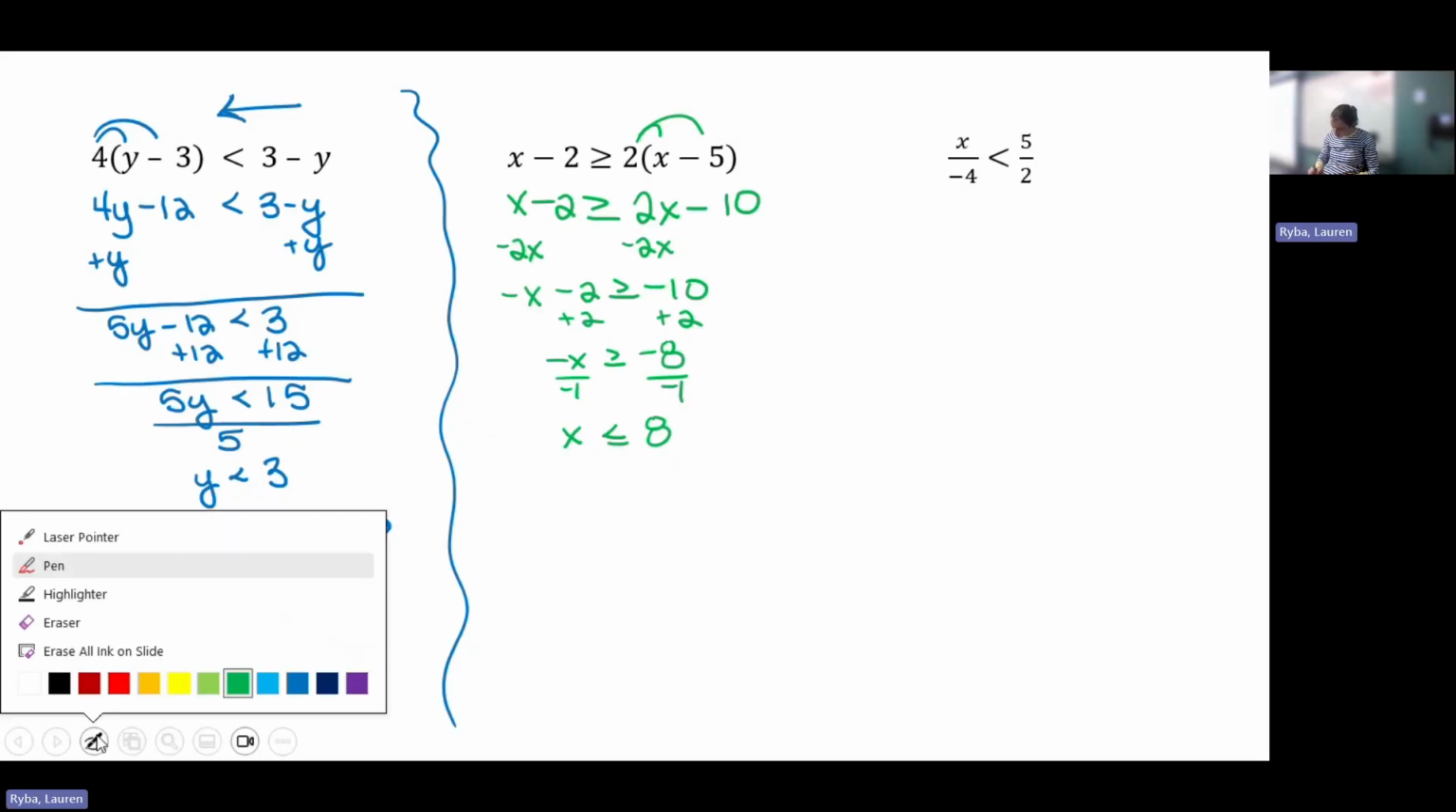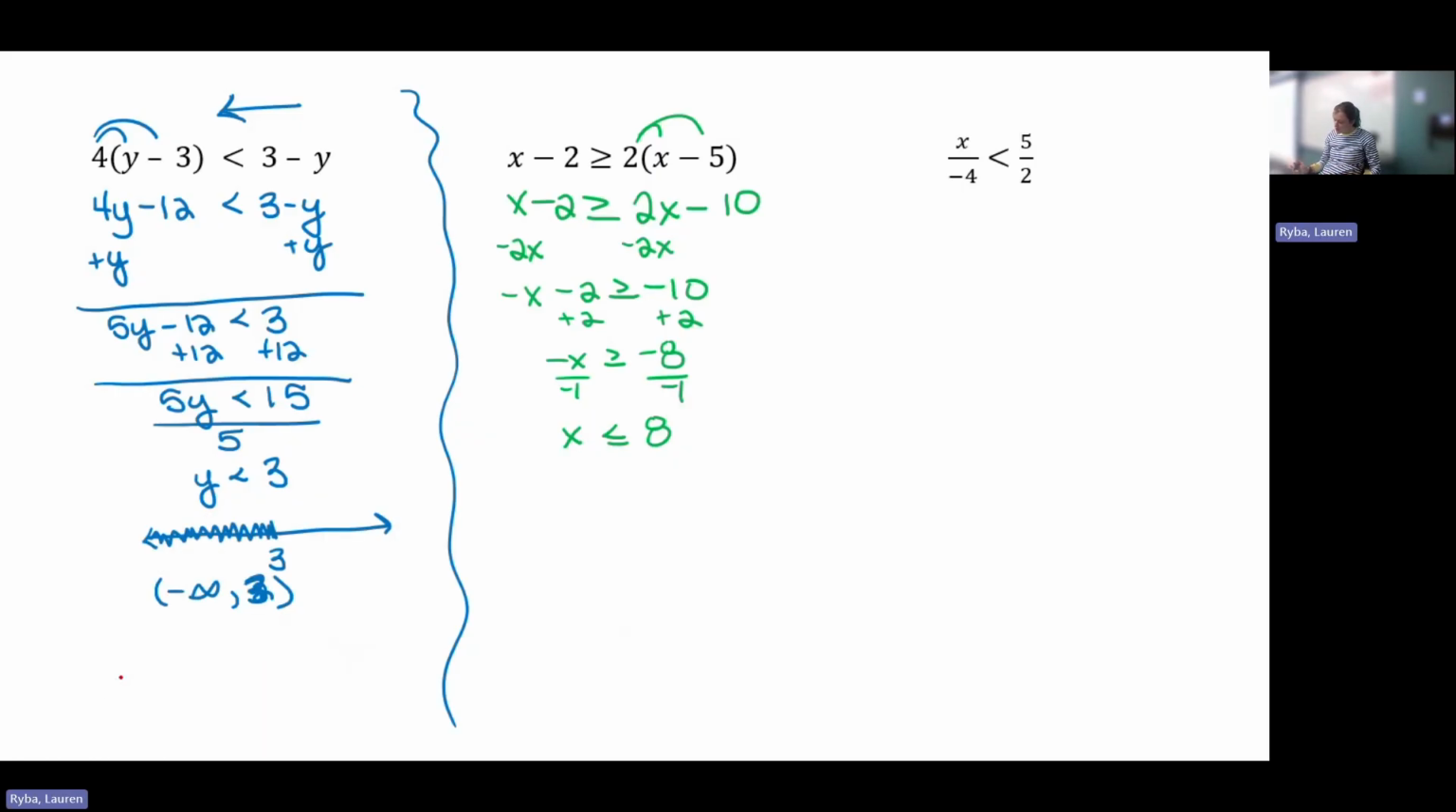Okay, I'm going to show you a side note over here. If I had instead back here subtracted the x this way, I'm going to show you another reason why this happens. So negative 2 greater than x minus 10. Add 10, add 10. 8 is greater than or equal to x.